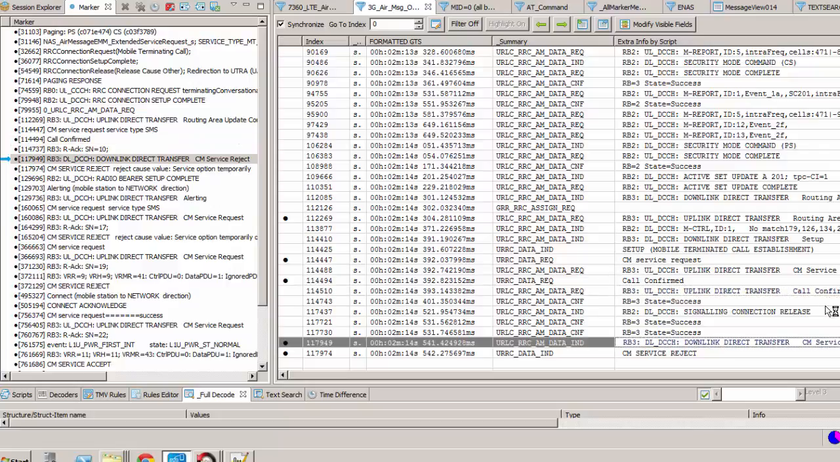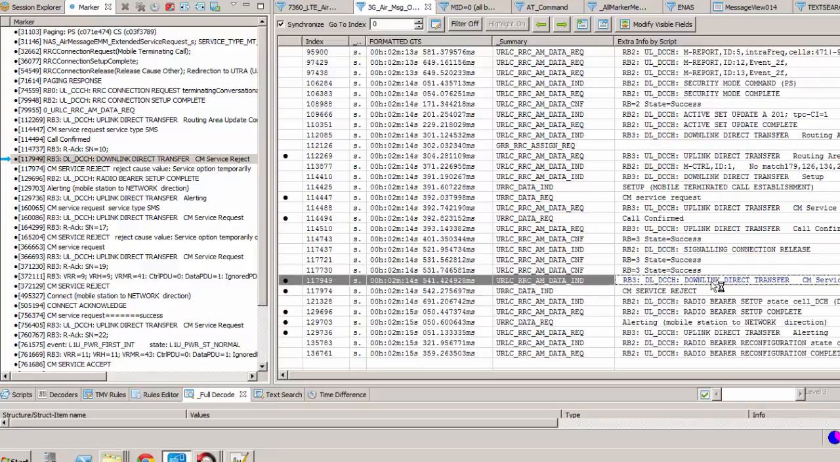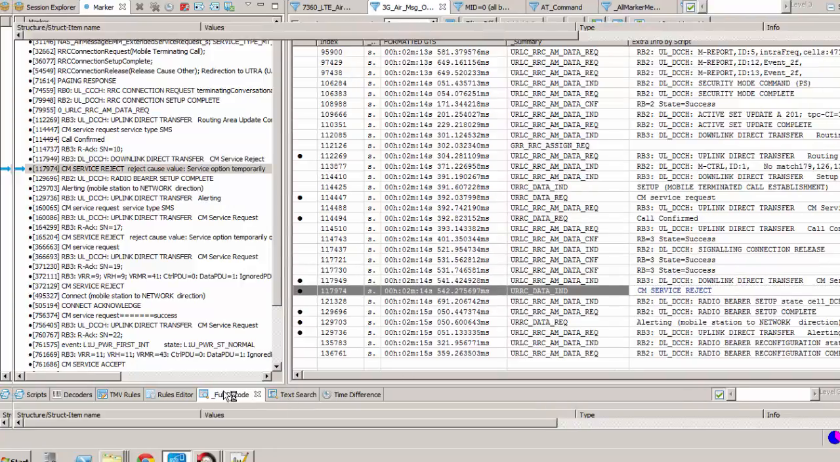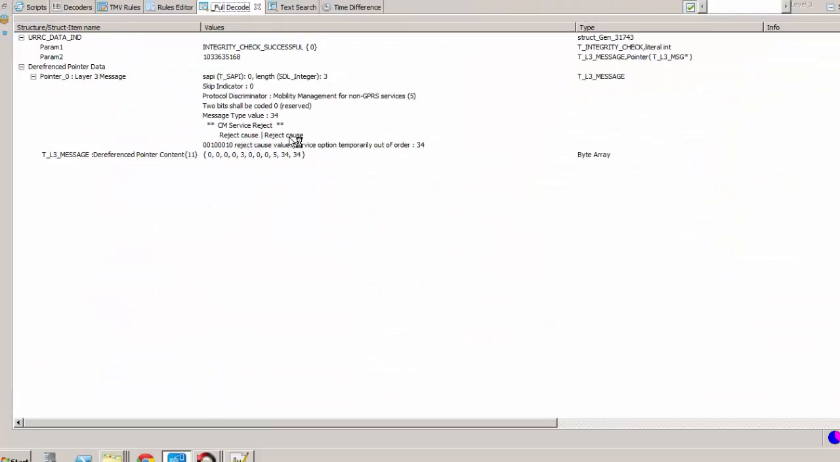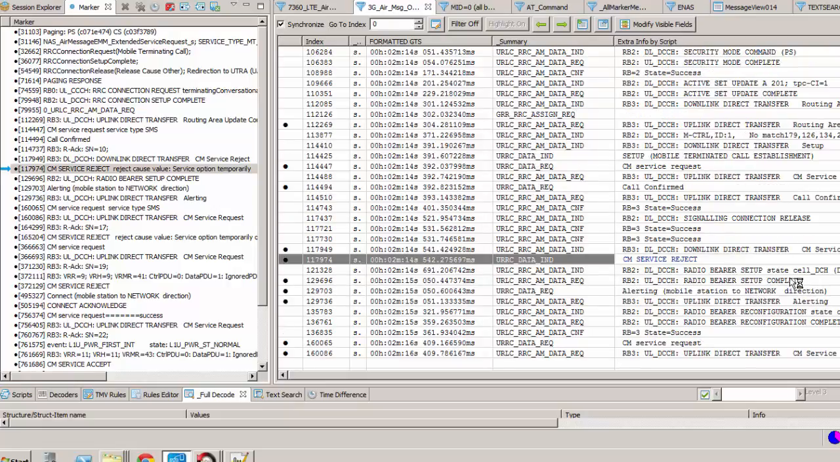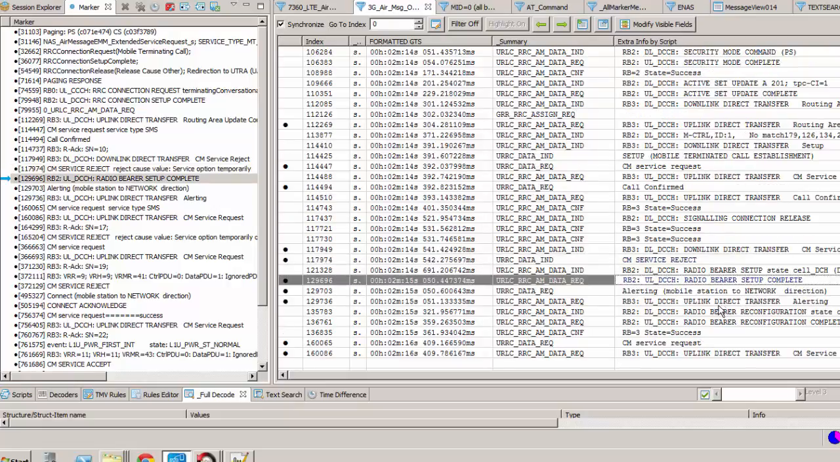And at the same time, CM service reject is sent by the network. So I will see here what happens. The CM service reject cause is service option temporarily out of order. I will see what the meaning of out of order is. And at the same time, radio bearer setup complete happens, and alerting, that means the MT call was ongoing at that time, so alerting is happening.